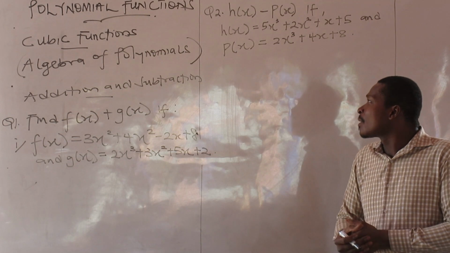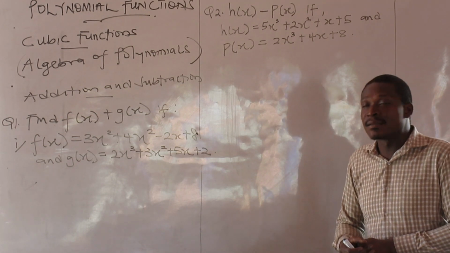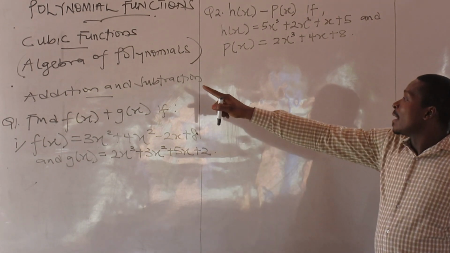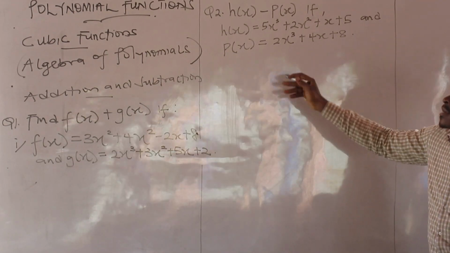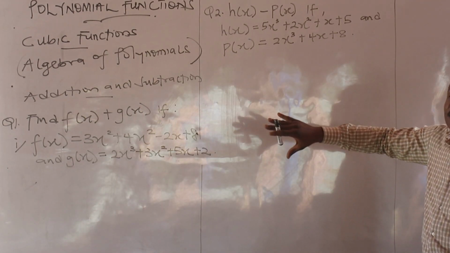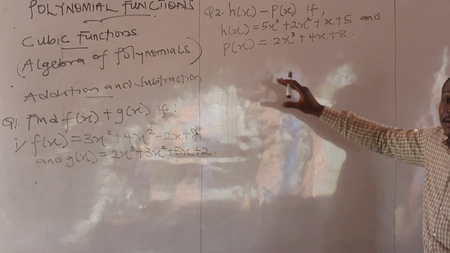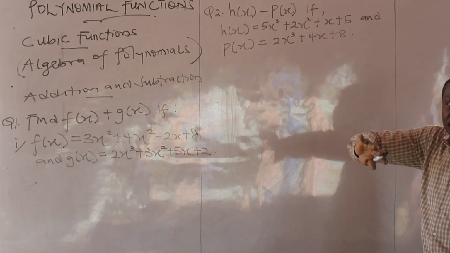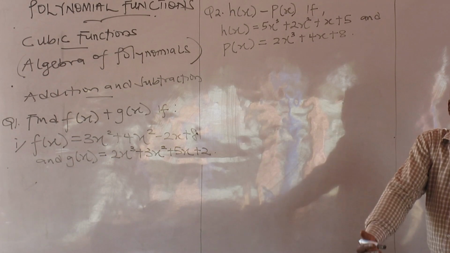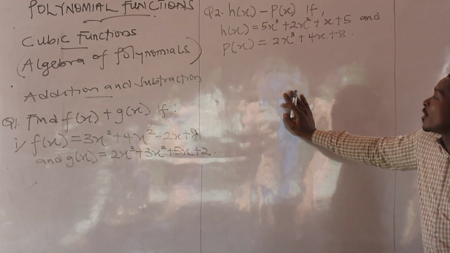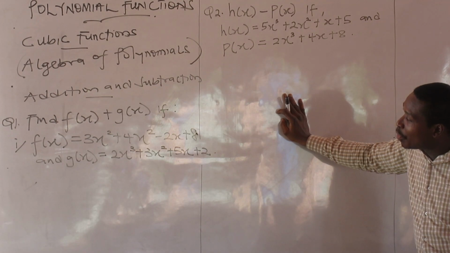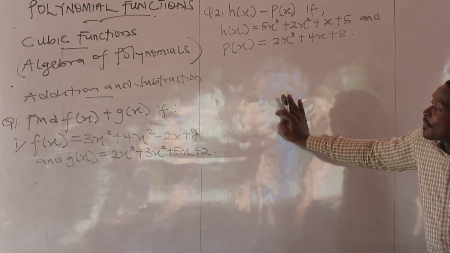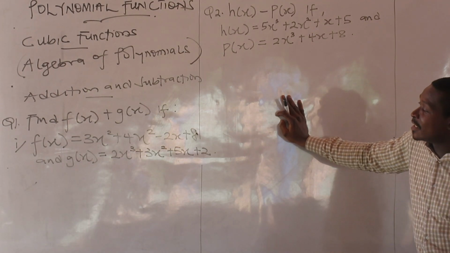Now let's start. Polynomial functions. Good. Algebra of polynomials. What's the meaning? Algebra of polynomials, right? That is addition, subtraction, division, multiplication. That's algebra, right? When we put things together in the name of addition, subtraction, multiplication, we call them algebra. So algebra of polynomials. How do we add and subtract polynomials?